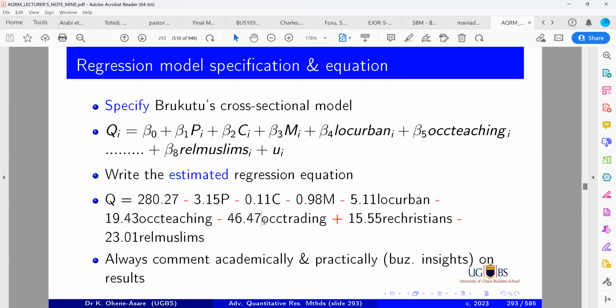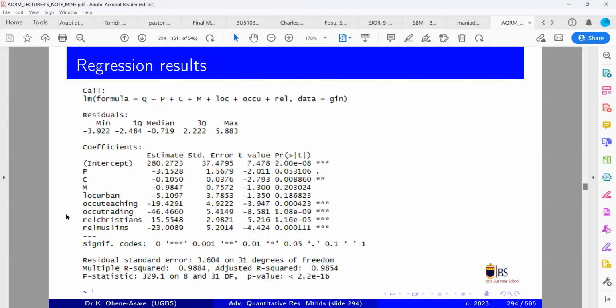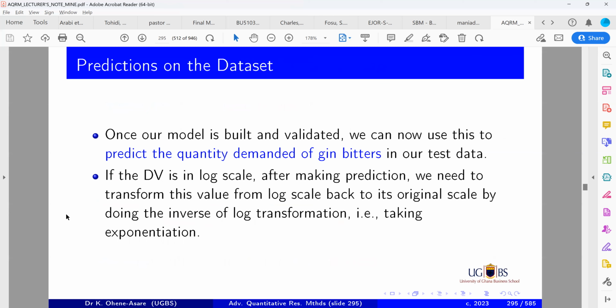Always, whenever you're writing a paper, remember to comment on your model. Give some practical advice, managerial advice, policy prescriptions, and business insight on the results that you get. So you're not just calculating things and leaving them, you're calculating and making sense of them and then using them even for prediction. Once the model has been built, estimated, and validated, remember that.